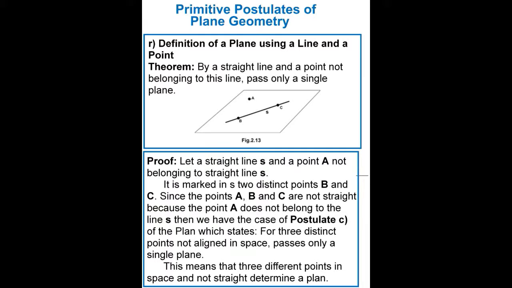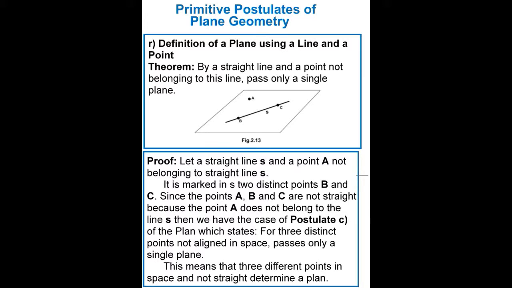In this second slide of this second class of Chapter 2 of this course is presented a theorem about the definition of a plane by a straight line and a point. The theorem, in its statement, states that by a straight line and a point that does not belong to this line passes a single plane. The proof is performed according to Figure 2.13, where a line S with the 2 points B and C belonging to the straight line S, and a point A that does not belong to said line S are presented.